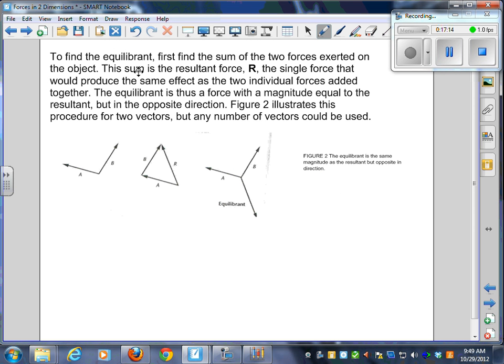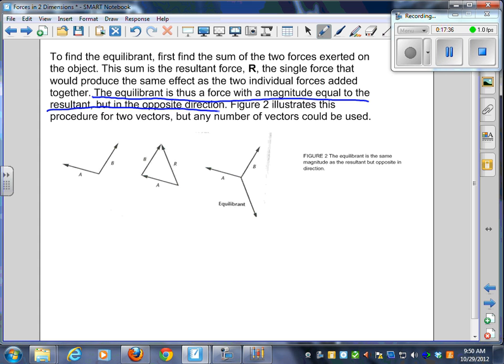Okay? To find the equilibrant, first find the sum of the two forces exerted on the object. This sum is the resultant force R, the single force that will produce the same effect as the two individual forces added together. The equilibrant is thus a force with a magnitude equal to the resultant, but in the opposite direction. That is the key sentence of the day.